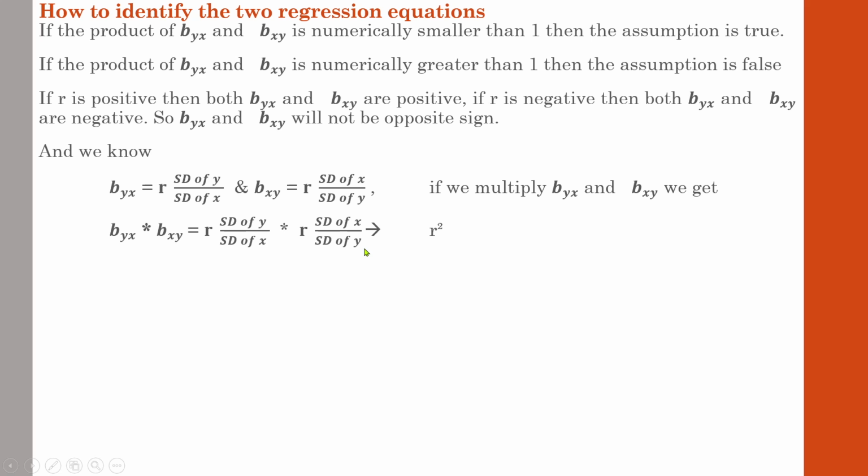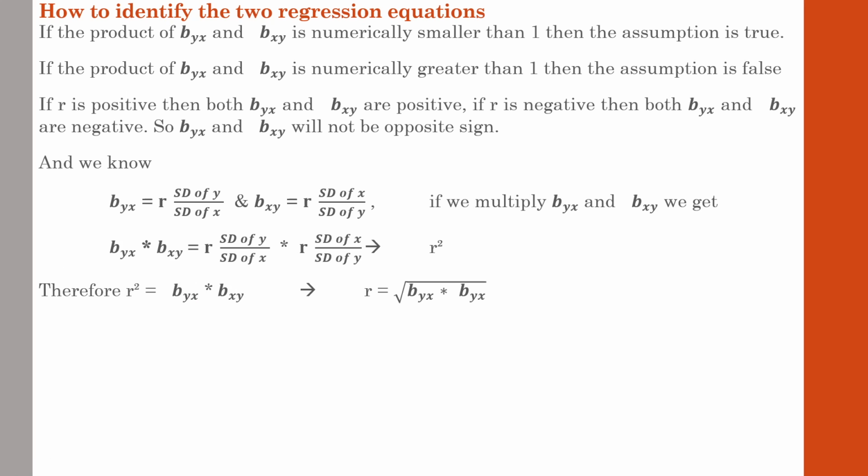If you go through it, you can see that the standard deviation terms cancel by cross cancellation. The remaining value is r into r, that is r squared. So r squared equals byx into bxy, and it can be written as r equals root of byx into bxy.